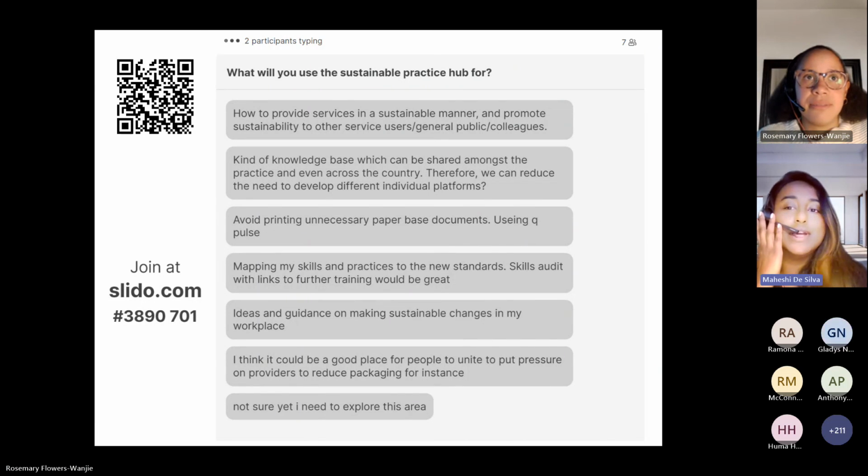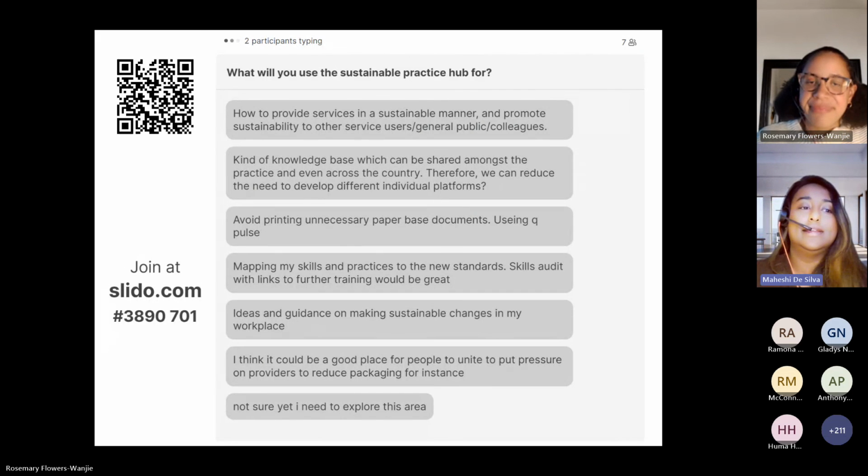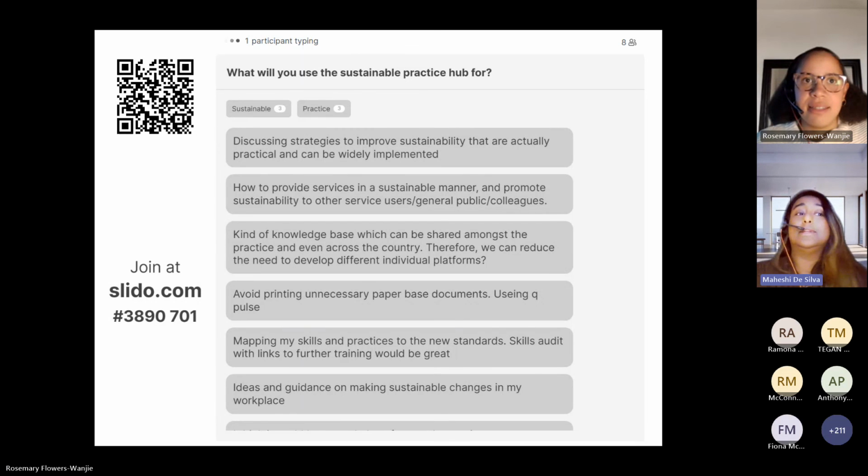We've got a comment in the chat on increasing IT skills to support paperless working, which I think ties into a lot of other comments as well on the Slido. Yeah, it does, definitely. Someone's also written a kind of knowledge base which can be shared amongst practice and even across the country. Therefore, we can reduce the need to develop different individual platforms, which is also a great comment.